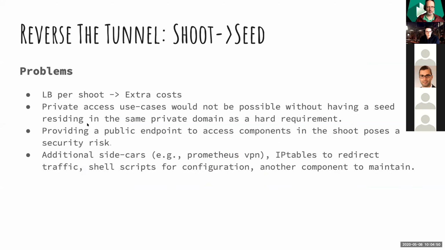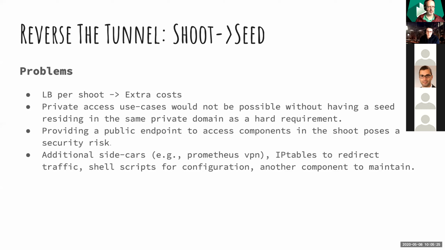So what is the problem with this approach? The problem is that we need a load balancer per chute, which means that this is extra costs. In addition to the extra costs per chute, we'd also have a problem trying to achieve private access for some use cases. Some stakeholders or users would like to not have traffic from the internet reaching into the chute. They want to have full control over what comes in. And we're not currently able to do so because we have a load balancer that basically enables traffic to get into the cluster.